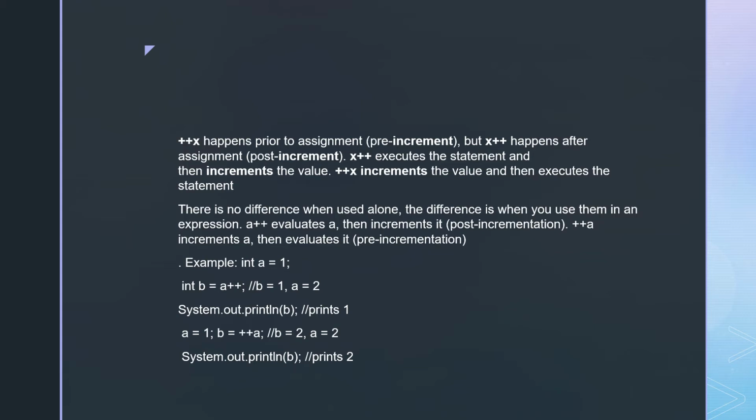For example, let's take one example here. If a is equal to 1 and b is equal to a plus plus, here a plus plus means first b will be assigned the value of a, that is 1. So b will be 1, and then a will be increased after assigning, so a is now 2. In the same way, if we take the opposite, a is equal to 1 and b is plus plus a, that means pre-increment: first increase and then assign the value. Now b will be assigned 2 because a plus 1, and a will also be 2.